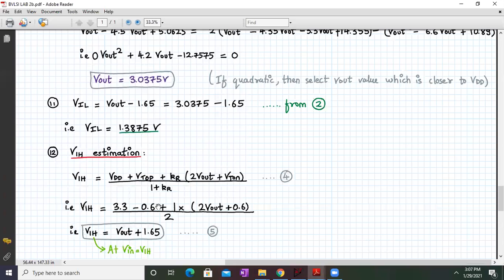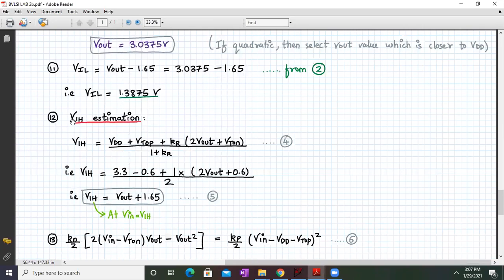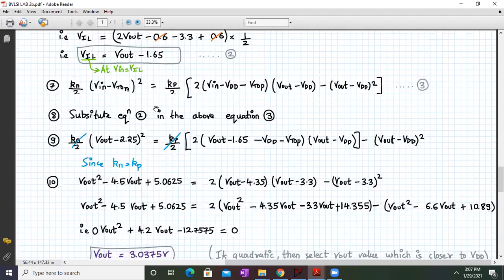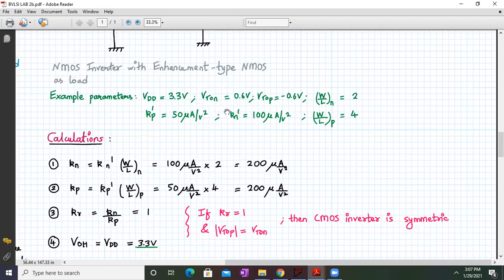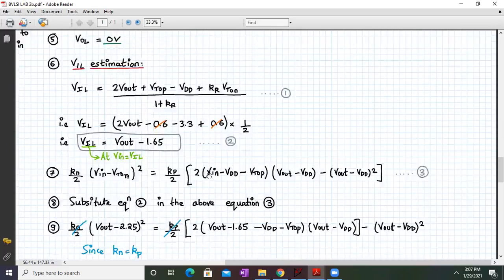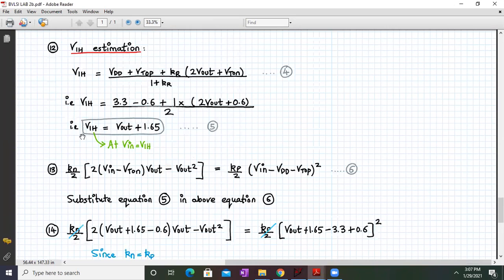Fine. And similarly, we have to calculate the value of VIH. We already have this formula; we will see that in the derivation file for the CMOS inverter. So VIH is given by VDD plus VTOP plus Kr times twice V out plus VTON, divided by 1 plus Kr. In this scenario, we have substituted the values which are given over here. These parameters I have considered. So quickly we will go forward.